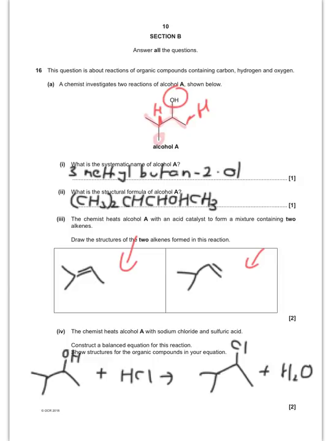Okay, so I'm now going to heat the alcohol with sodium chloride and sulfuric acid. That generates HCl, so I pop that in the equation. And I replace the OH with a Cl to make a halogenoalkane, and I'll make H2O as the other product.